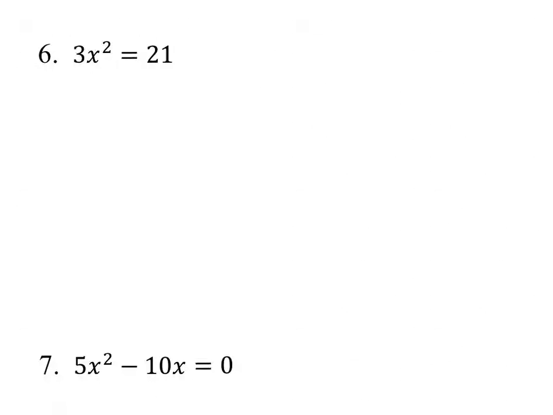Next page. So what you could do is move over the 21. You could use the quadratic formula. You could try to factor. Either way, this would be a 0x if you're looking for b. I'm going to just solve for x. So I'm going to divide by 3 here.